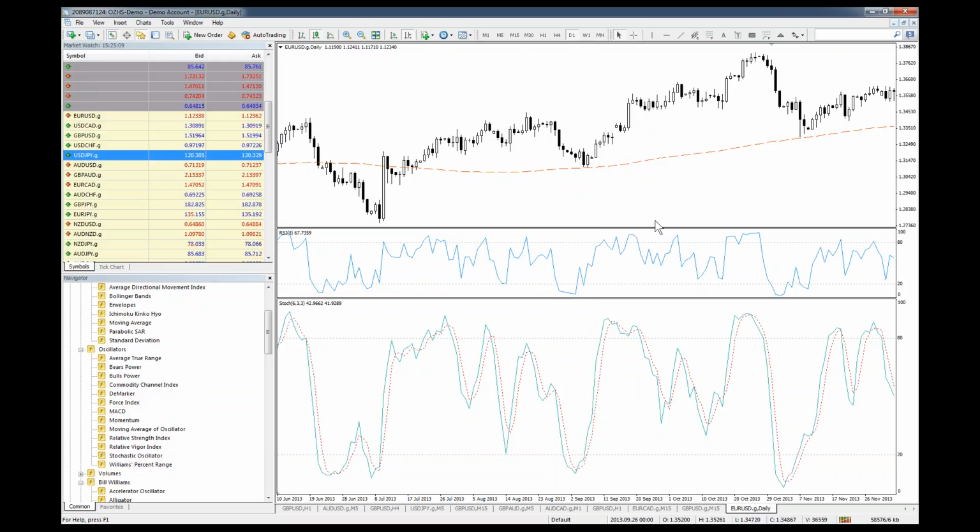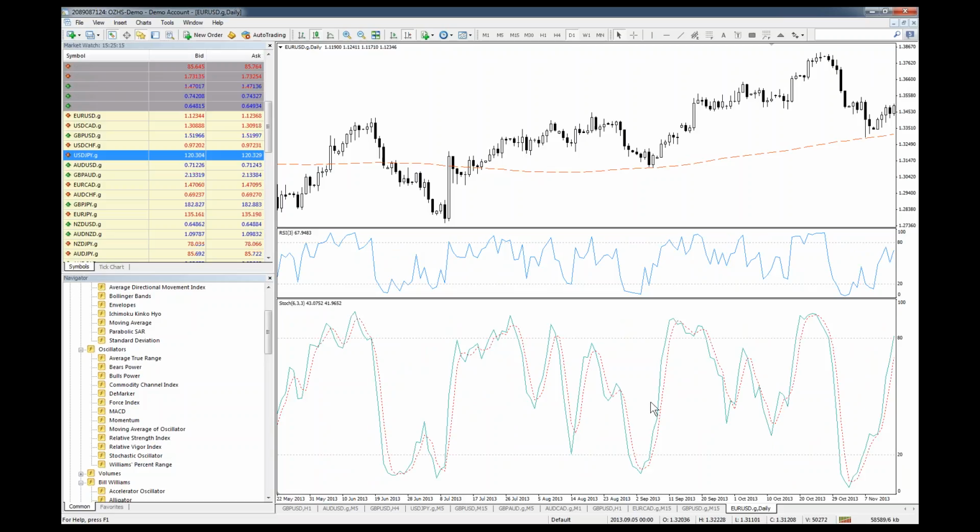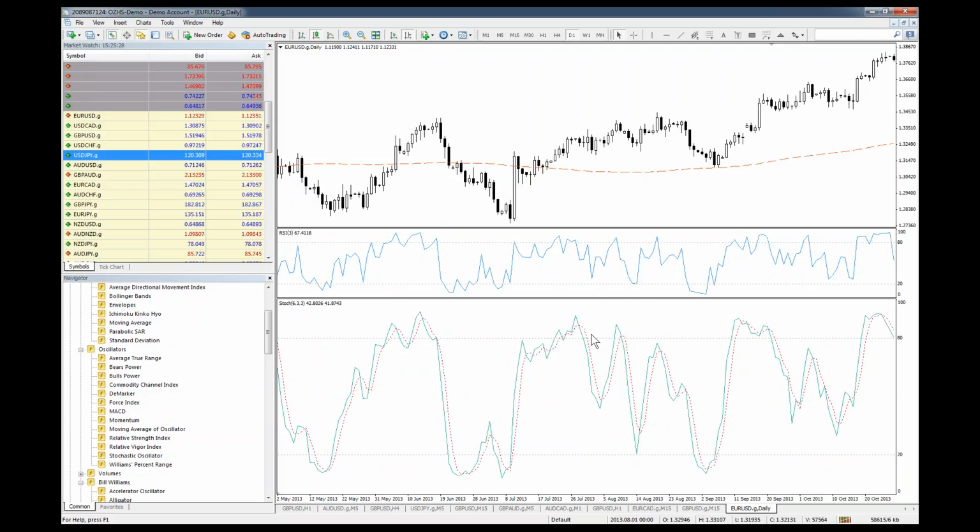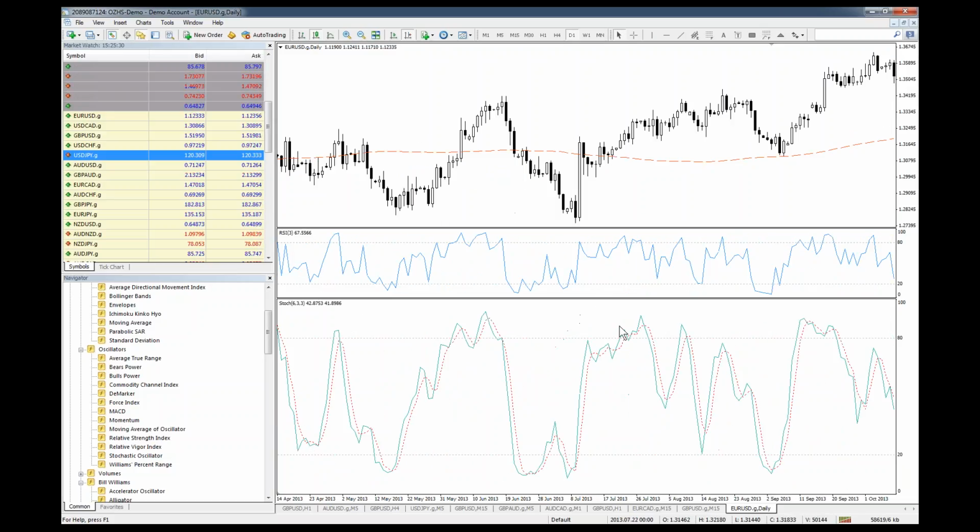Now, there's another version of stochastics that I want to add to this. I used to do this manually, but now there's a stochastic that will give you a pop-up once you get overbought or oversold, and I wanted to use that. There's also an RSI that'll do it too. But back when I was doing this, I didn't know about that kind of stuff.